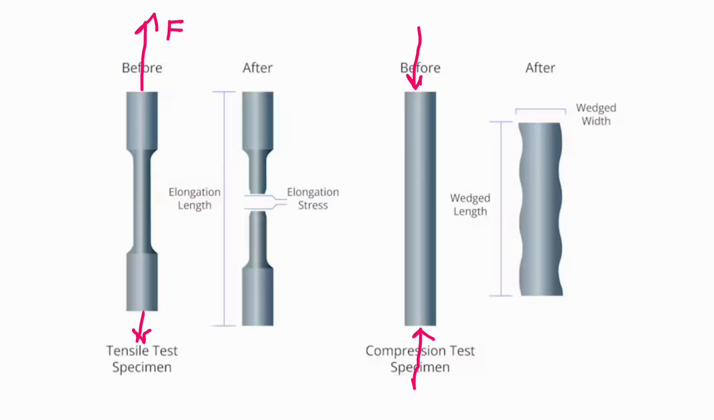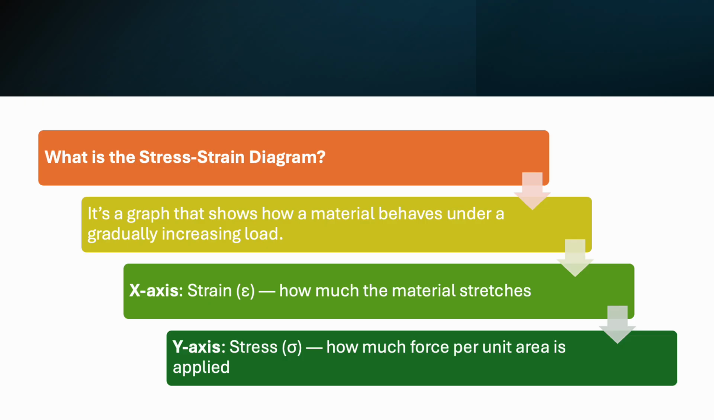These are two specimens. The first one is subjected to tensile force. The second one is subjected to a compression force. And what we can notice: when a specimen is subjected to a tension force, we will have elongation in length and a reduction in width. If a specimen is subjected to compression force, then we will have a shorter length and a wider width. So the stress-strain diagram will help us the most when a specimen is subjected to tensile force.